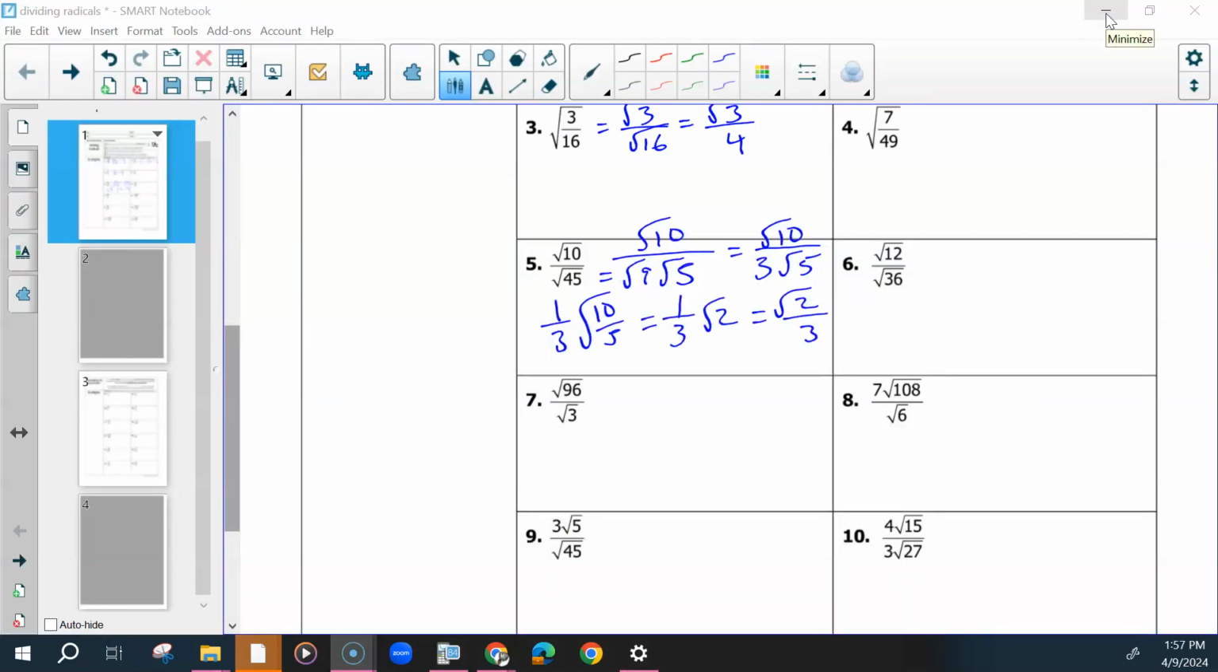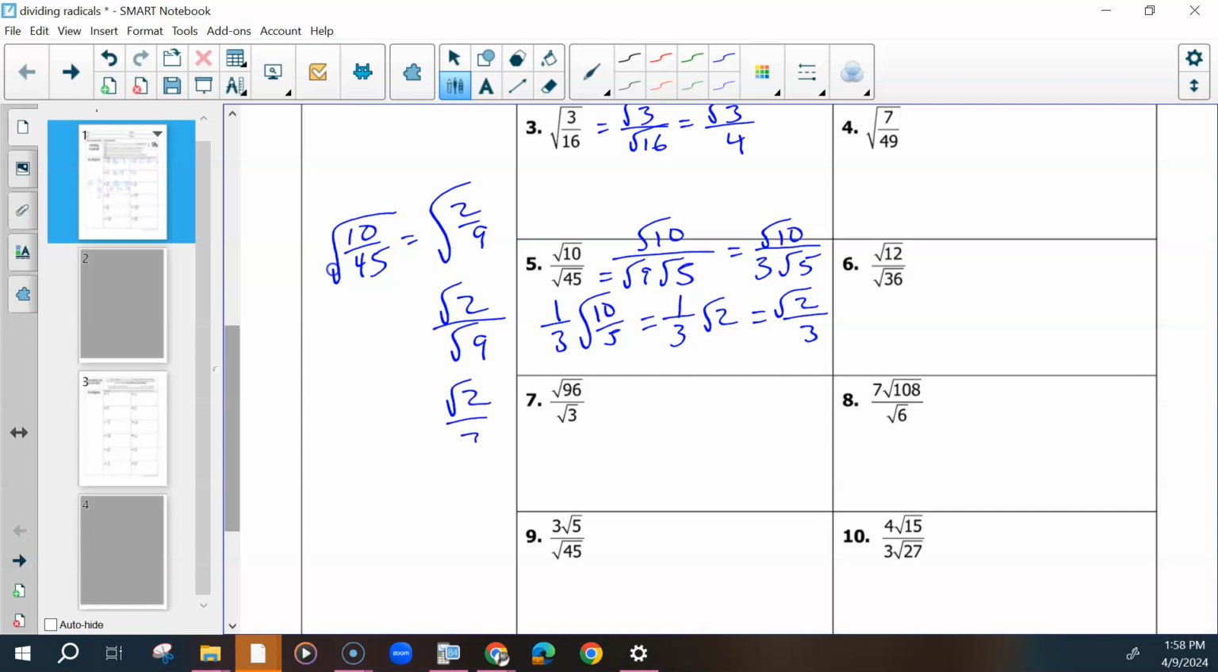I kind of went about this a longer way. You could have also just rewritten this as 10 over 45 and simplified that by dividing both by 5, to get 2 ninths, and then separated that like that. And then the square root of 9 would have been 3, so you would have gotten the same thing. Either way, it's really your preference. Both methods are fine.